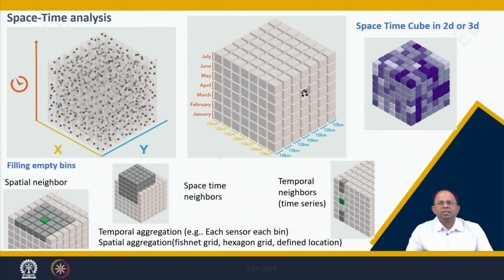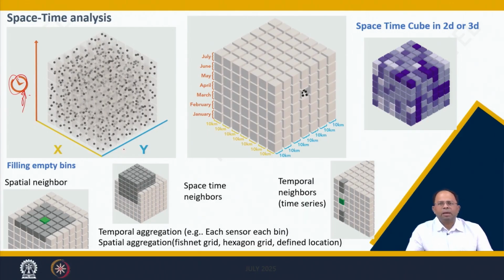So this is the illustration of a space-time cube. That means we have 3 axes, x, y, and then the z axis or the time axis, right? That's why a time slice is given. So we have these bins. That means in 3D space, each bin contains the data, right?